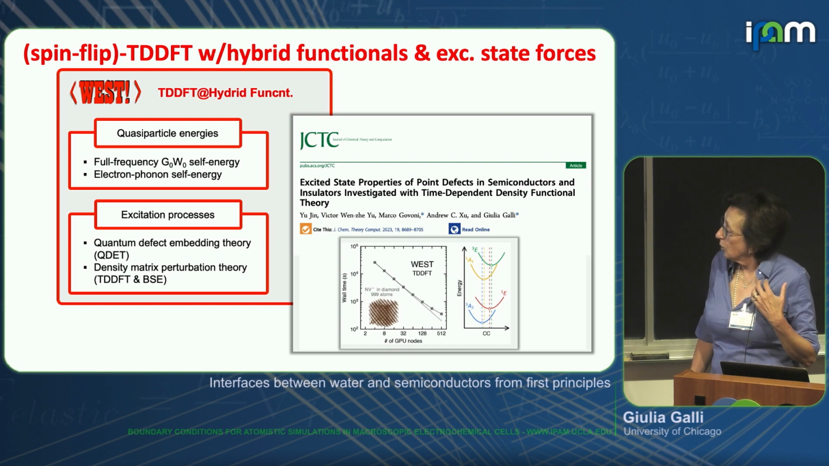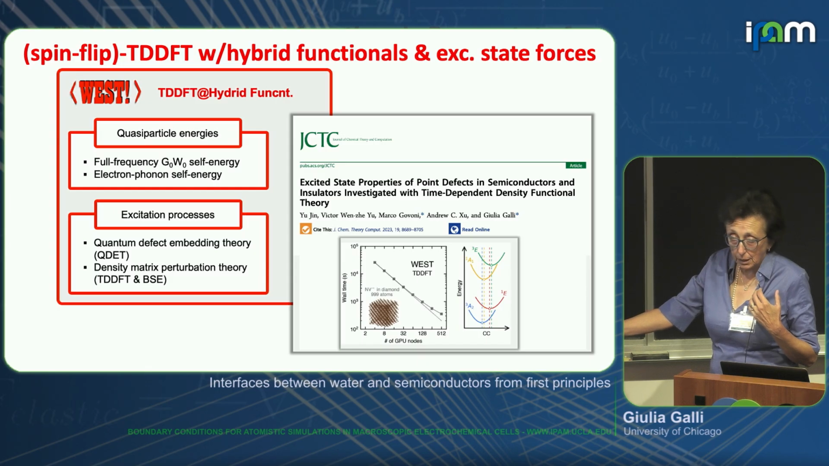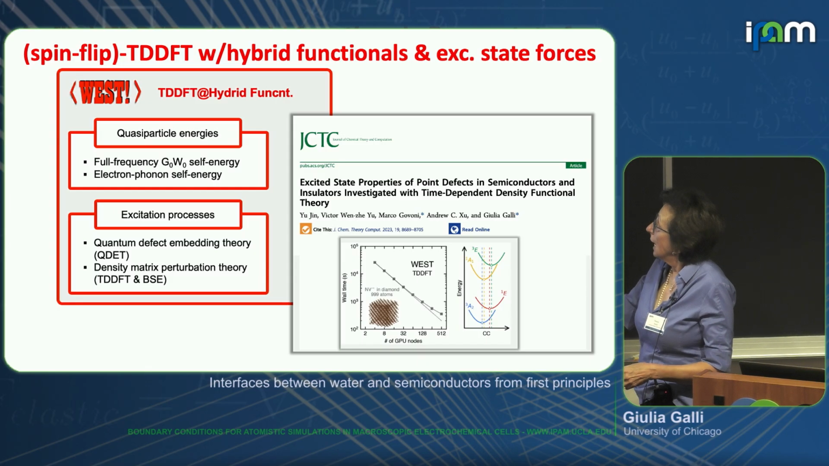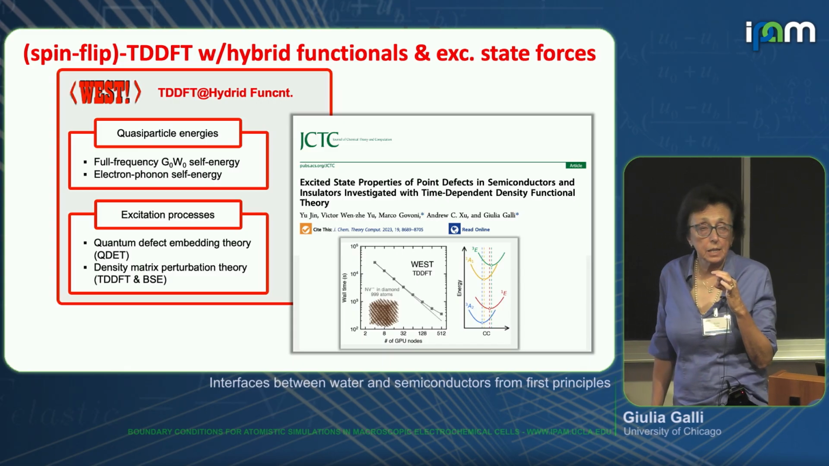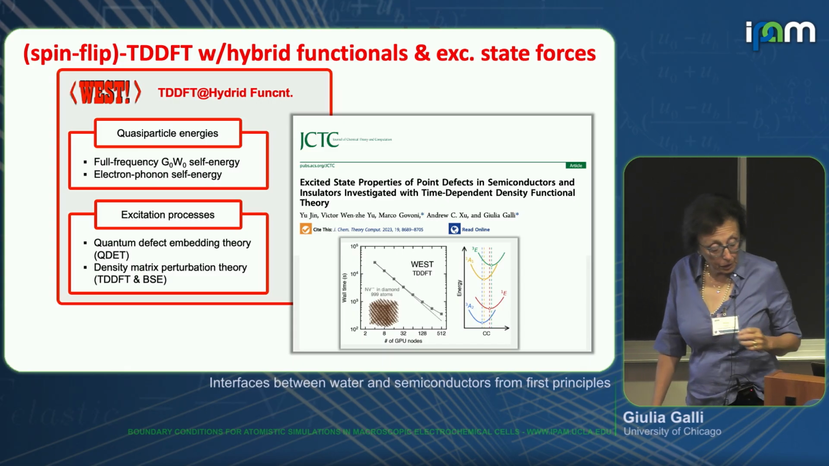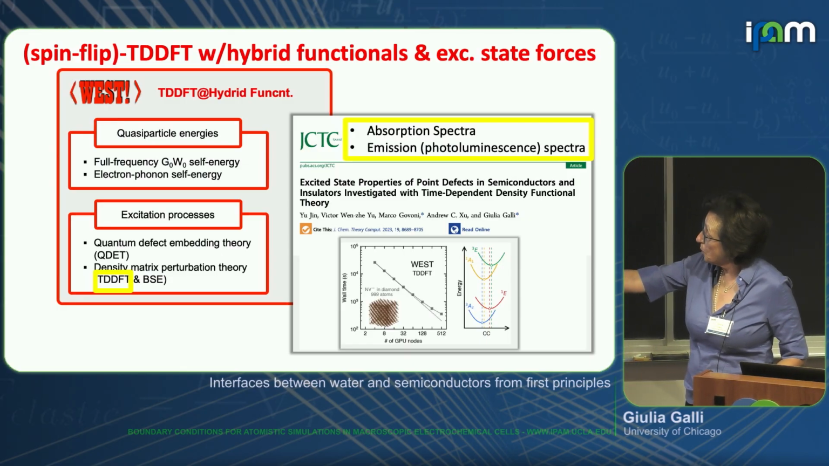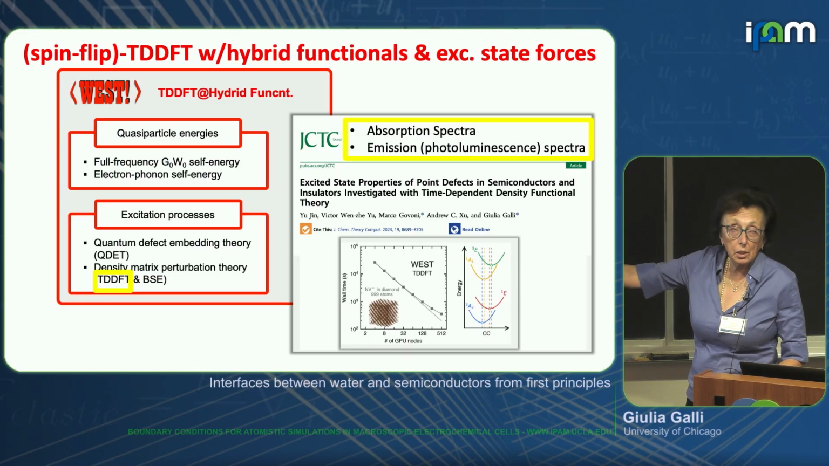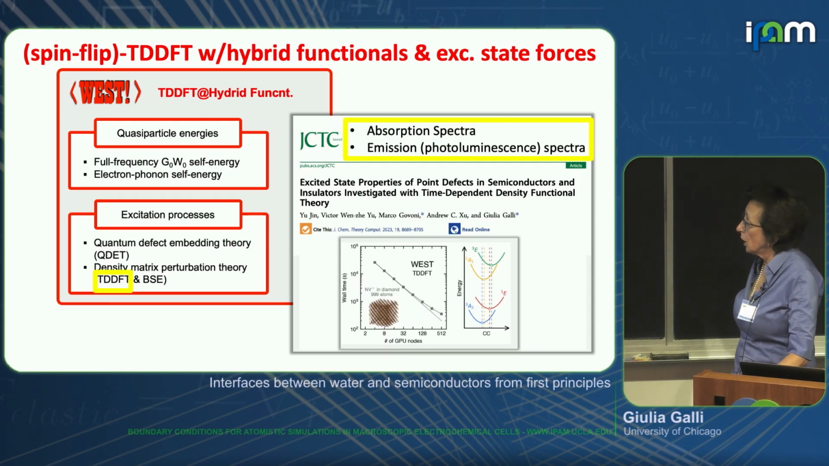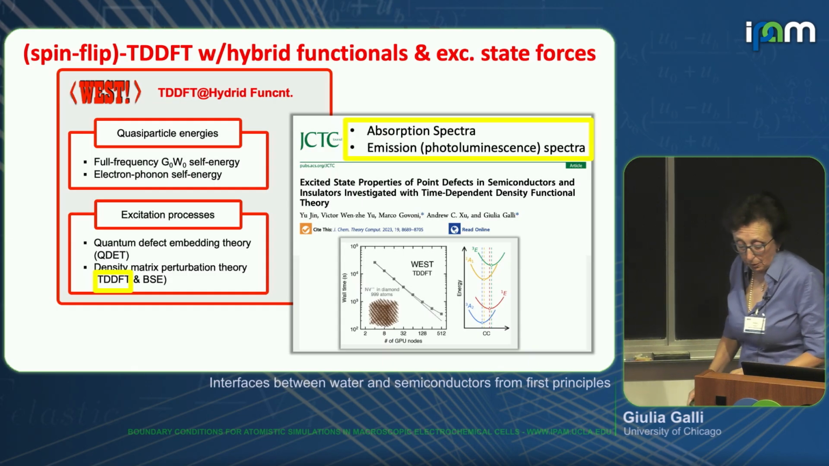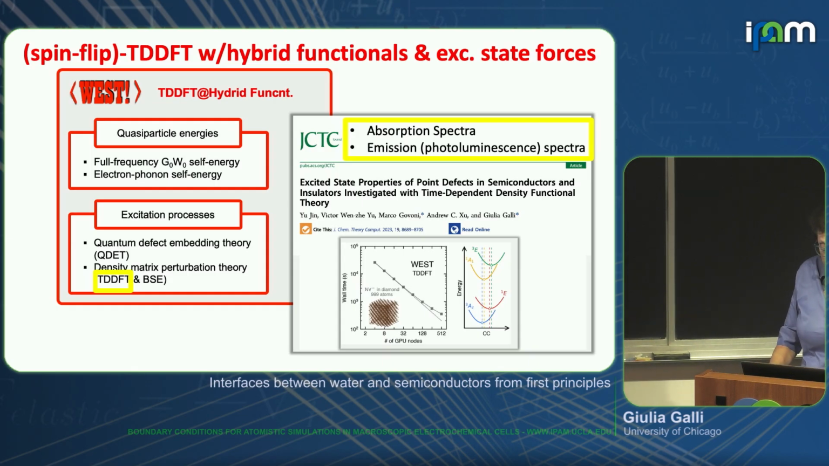Recently, we were able to generalize time-dependent DFT, spin flip, so we can do different spin states, and compute forces. This is very important because we can compute forces in the excited states, and in addition to absorption, we can do emission. We can do photoluminescence that we have not been able to do for a long time on systems that are, again, pretty decent, 1,000 atoms.